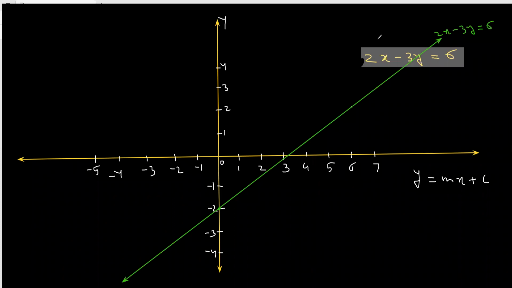Okay? Once again, my question is, what does this equation represent? Your answer is, this equation represents this straight line. This equation represents infinite points which are here. See, this equation represents these infinite points.